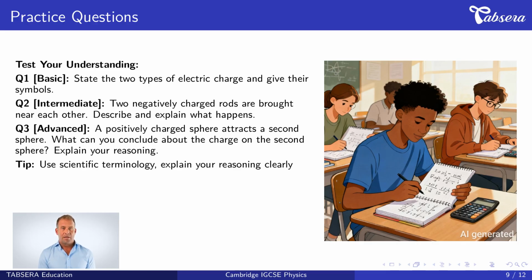Question 2 is intermediate level. It states, two negatively charged rods are brought near each other. Describe and explain what happens. This requires you to apply the principle of charges repelling and explain the physics.